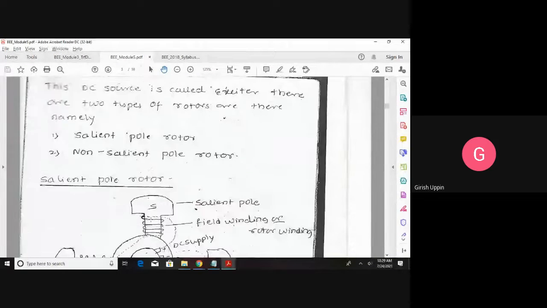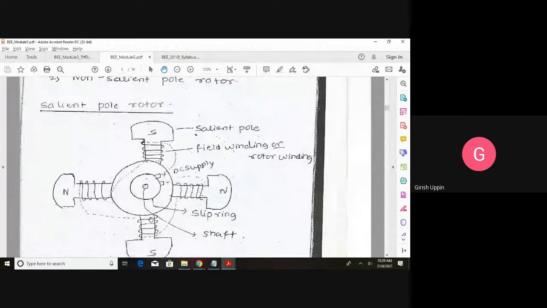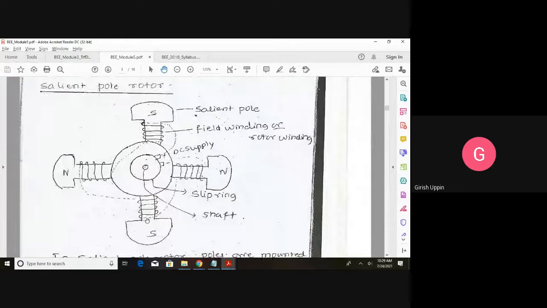In case of a rotor, there are two types, salient pole and non-salient pole. In case of a salient pole, we have protruding poles. So these are the protruding poles. That is the salient pole rotor. And this is the cylindrical structure, on top of which this salient pole structure is fixed. You can see there are four such poles, and on top of that we have the field winding.